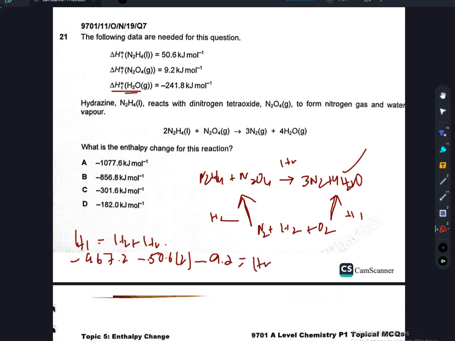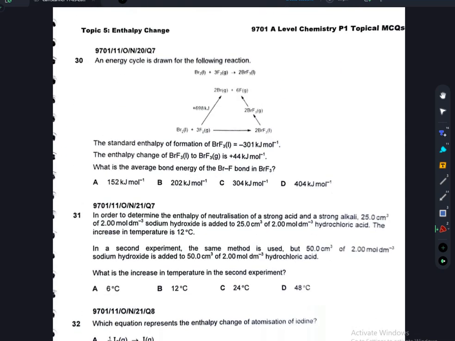So this is minus 50.6 into 2 minus 9, minus 1077.4. So A is your right answer. So question number 30, this is a very tricky question, definitely an A star question, but most of the students would get bogged down on this one, but it is actually not that much harder.